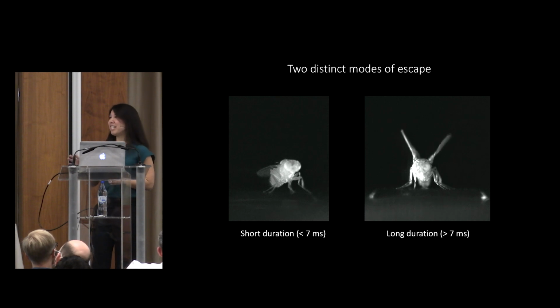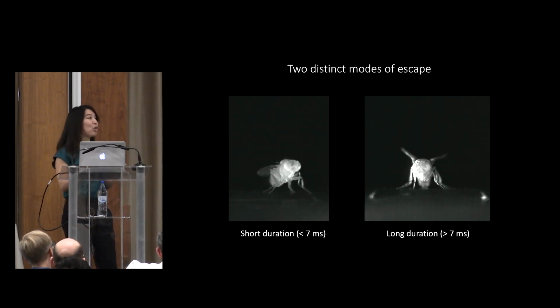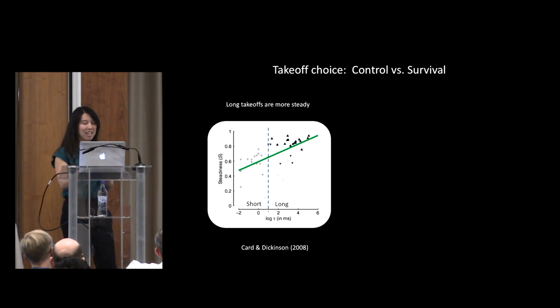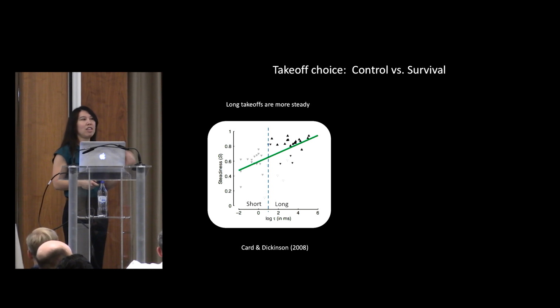Okay, and then before I go on to dig into the neural mechanisms, let me try to just convince you that this 8-millisecond choice is not irrelevant to the fly. So this is a plot of, on the x-axis, that timing. On the right side, these are the long takeoffs, and these are the short takeoffs on the left side. And then on the y-axis, you're seeing a metric of steadiness, which is basically just the inverse of the amount of angular velocity the fly has once it's in the air. So a steadiness of 1 means there's no turning at all. And what you can see is that if the fly does the long takeoff, it's much steadier in the air than if it does the short takeoff.